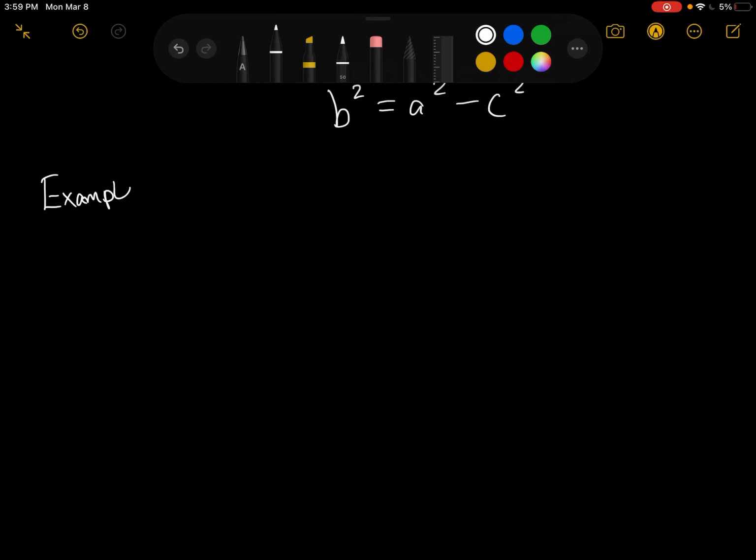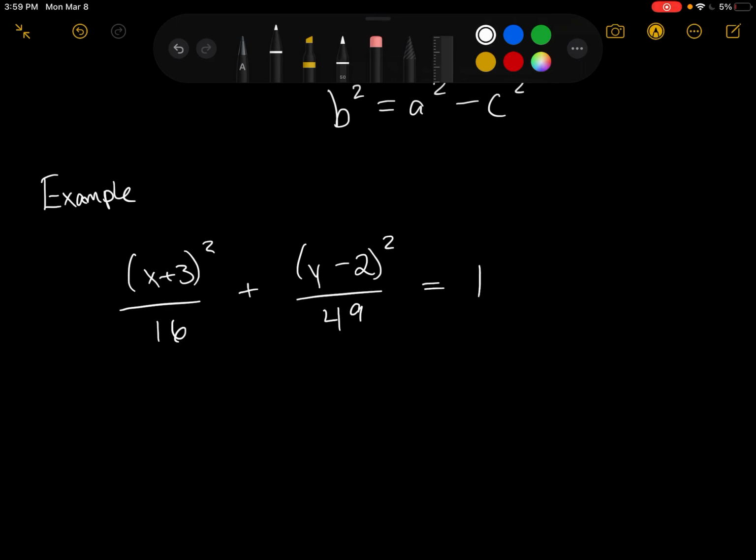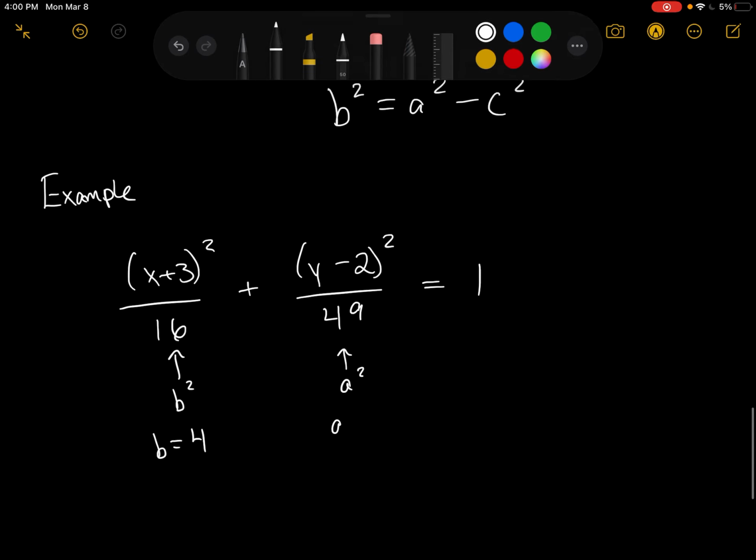So if we have something like x plus 3 squared over 16 plus y minus 2 squared over 49 equals 1. The first thing to identify is that our larger value, our a value, is there, and our b value is there. So b is the square root of 16, which is 4. A is the root of 49, which in this case is 7.